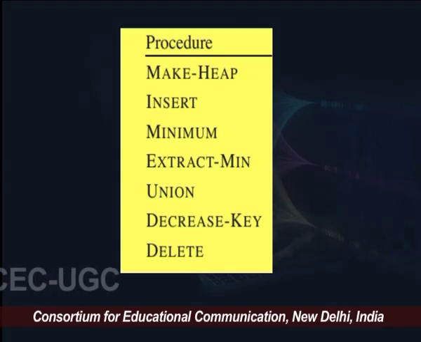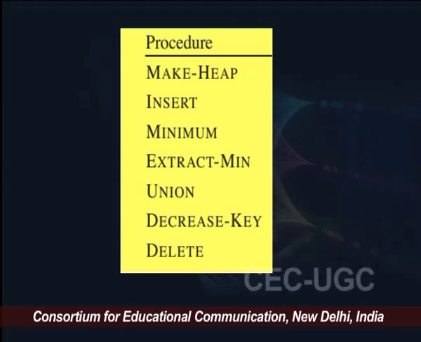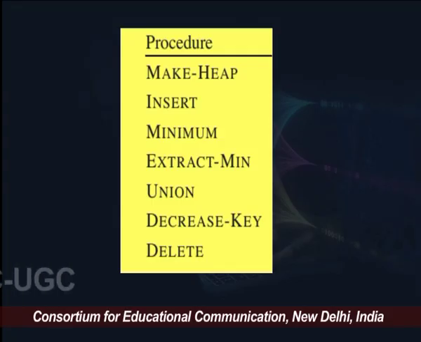We have a procedure of make heap, we have insert, then minimum, extract min, union, decrease key and delete. What is the gist of these procedures was also covered in our last lecture. Here, what we are going to cover is how these procedures take place in the case of your Fibonacci heap.